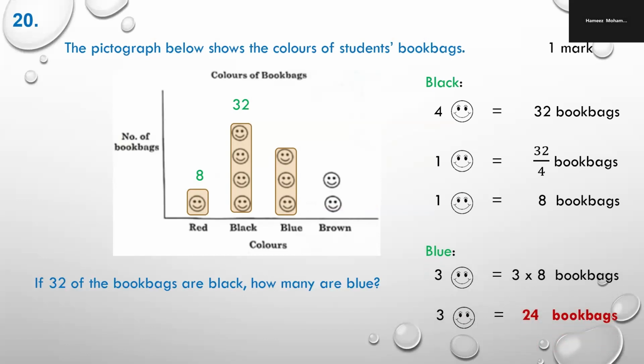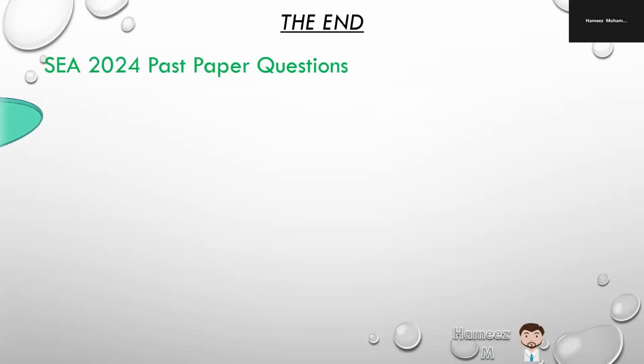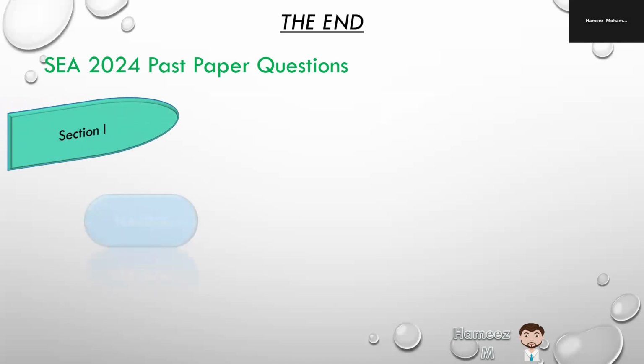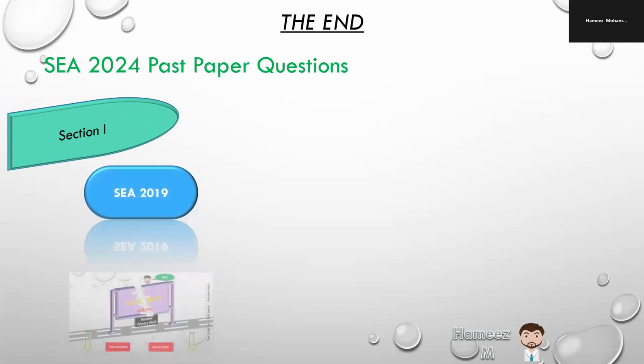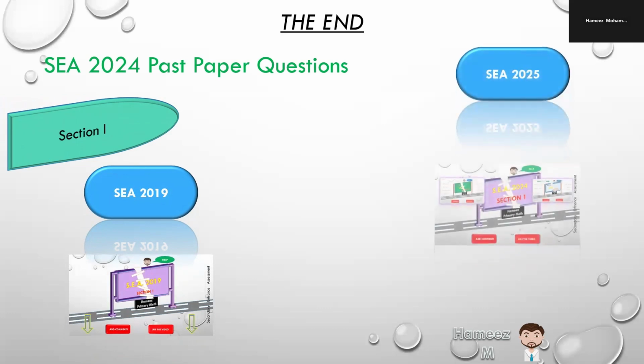So this brings us to the end of section 1. We have now come to the end of SEA 2024 past paper questions, Section 1. We started doing Section 1 papers from right after the COVID time, which is from SEA 2019. And we have done 2020, 21, 22, 23, 24. And our next paper will be SEA 2025.